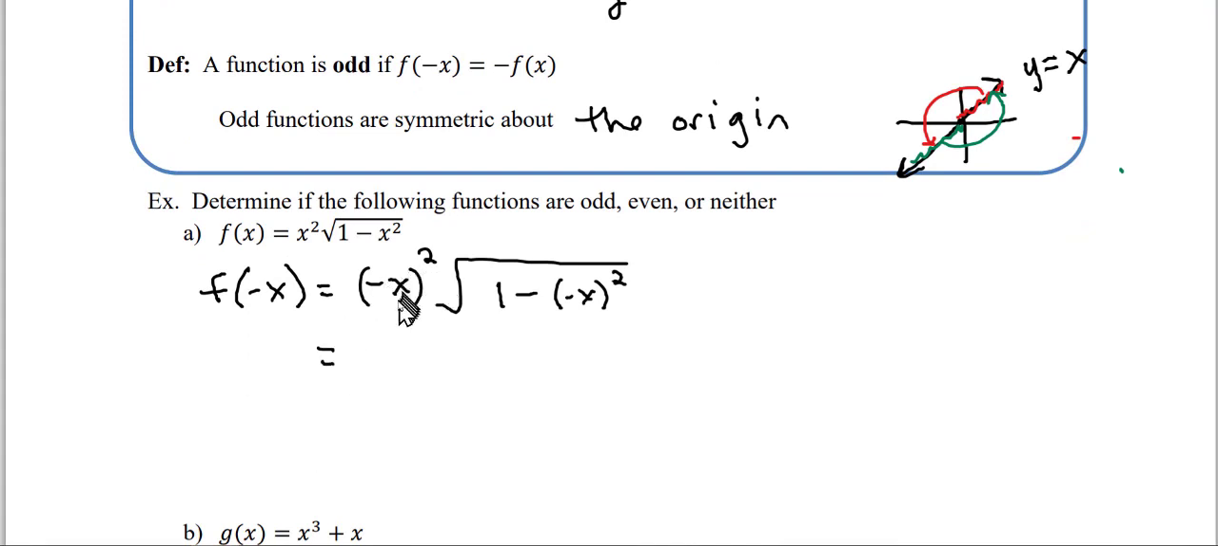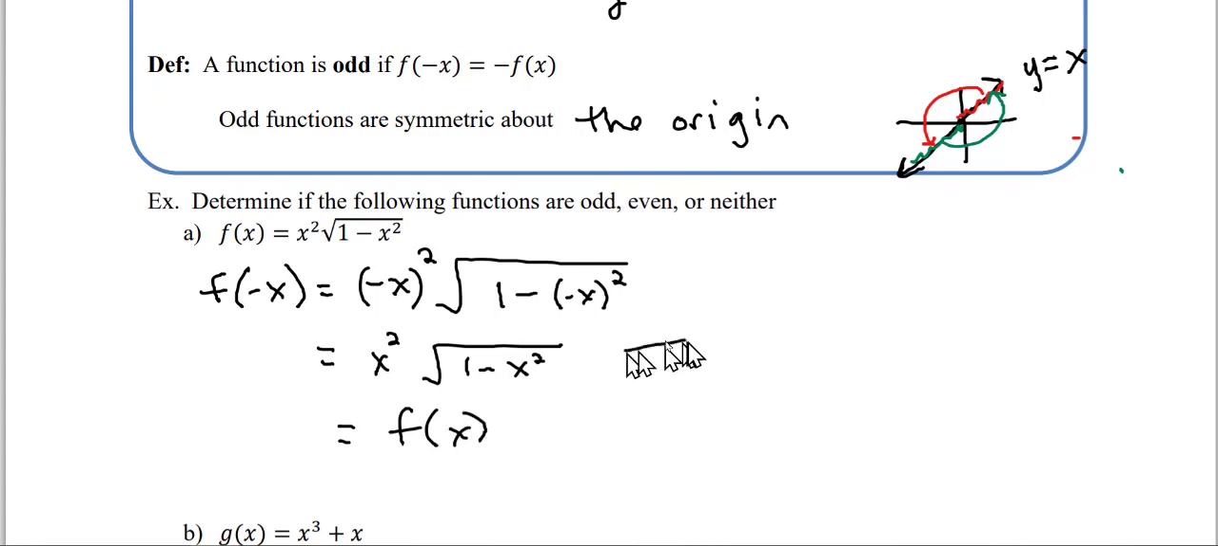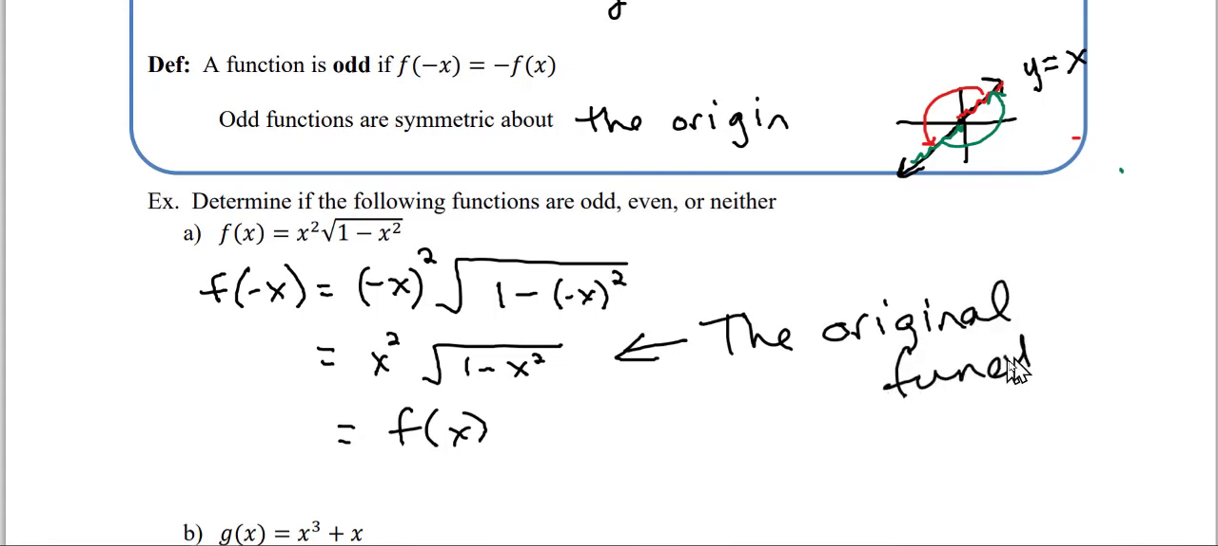When we simplify this, negative x, that quantity squared, is the same thing as x squared. So in both of these, we can do that. Well, if you notice, that is the original function. That is our original f of x. So we would say this function is an even function.